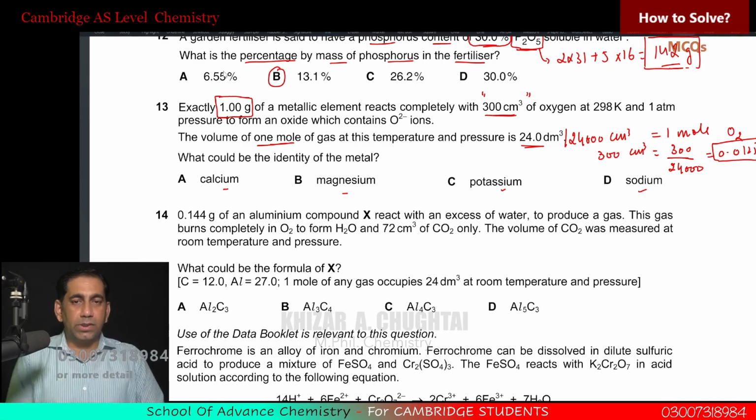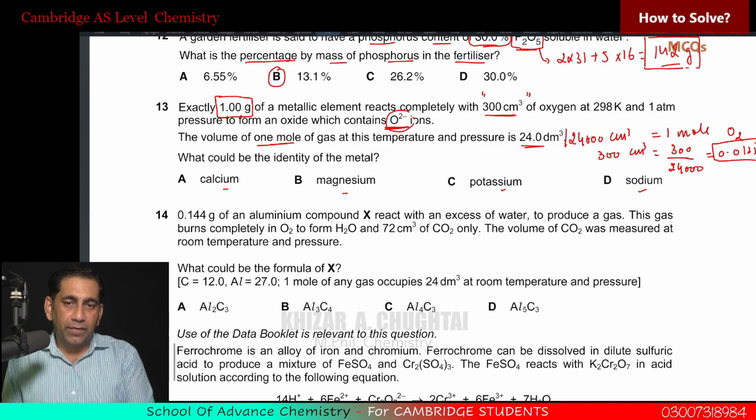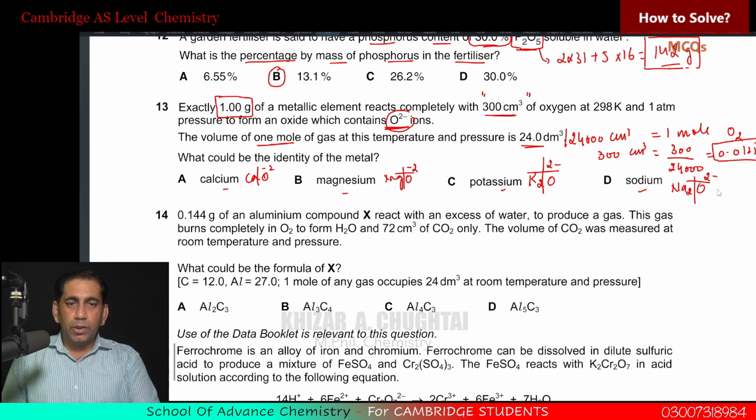The next thing is the oxide that is being formed in this reaction, that is the O2 negative ion. So calcium oxide also contains 2 minus oxide, I mean normal oxide. MgO is also a normal oxide, it also has oxygen 2 minus. Same is the case for K2O, it also has oxygen that is 2 minus, and same is the case for Na2O. So all these four possible samples have the same formula of oxide ion.